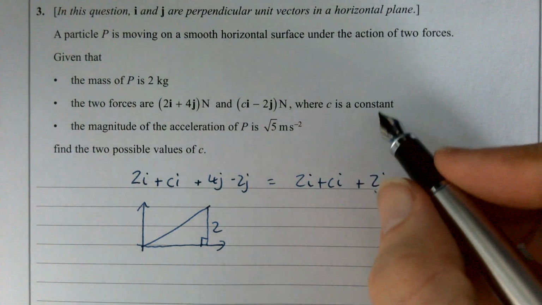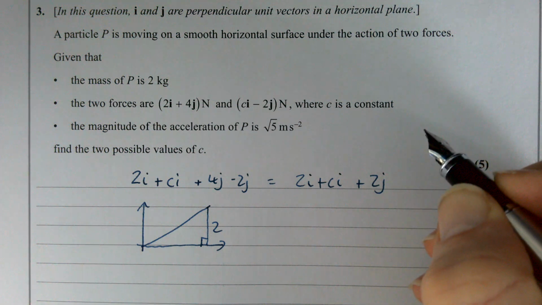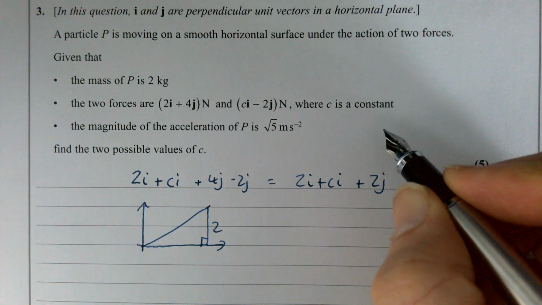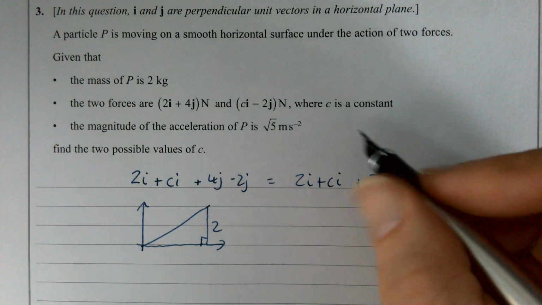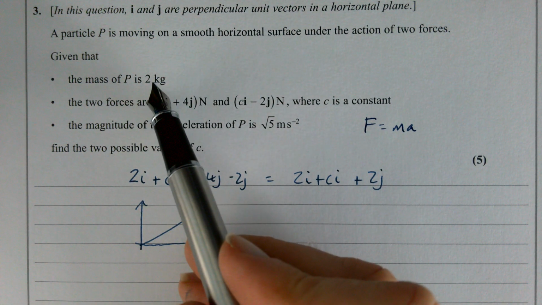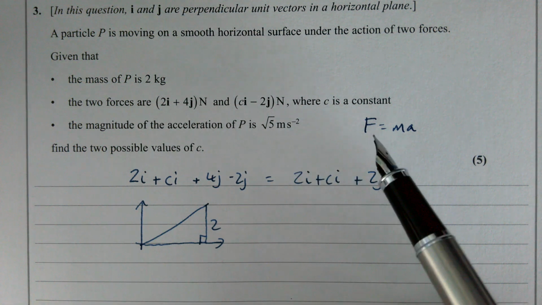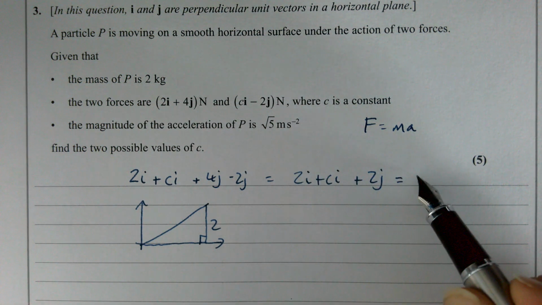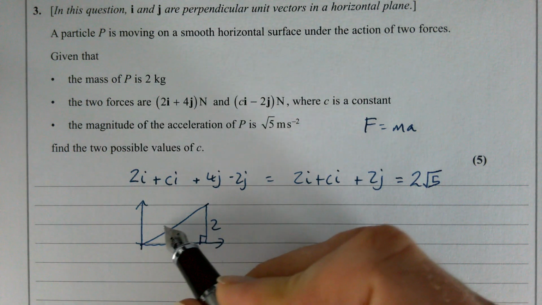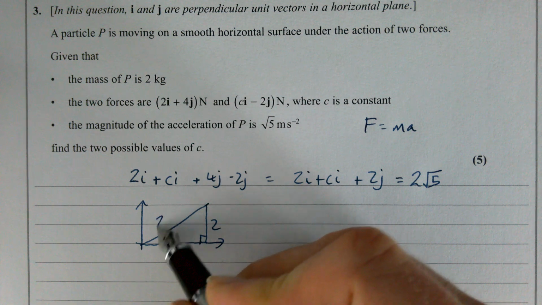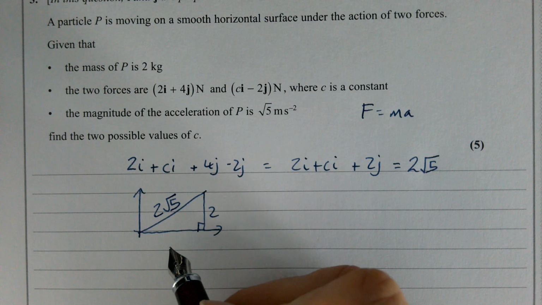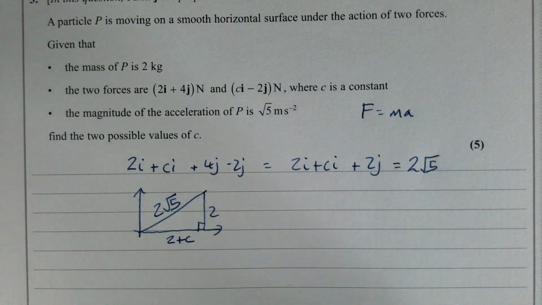So we need to consider F equals ma, which is going to be mass times acceleration, isn't it? So if we've got 2 times the acceleration and the acceleration is √5, then all of that is going to equal 2√5. And that means that my hypotenuse here is going to be 2√5. And this length along here is going to be 2 plus c.